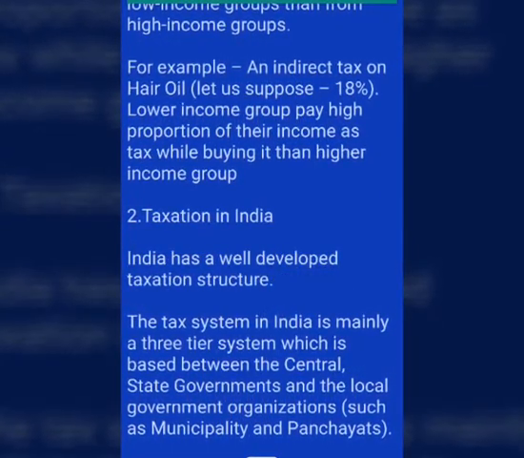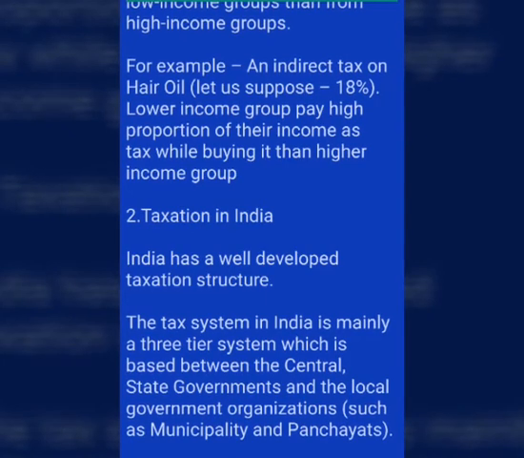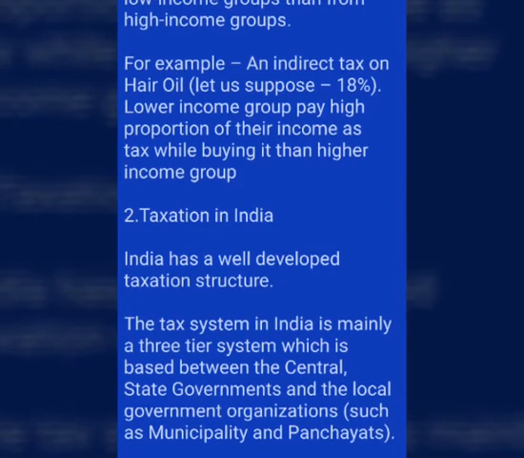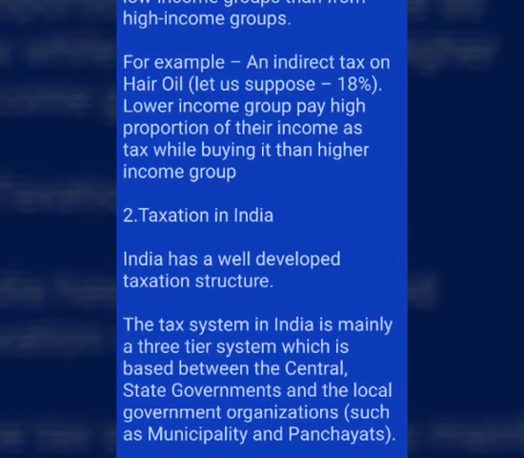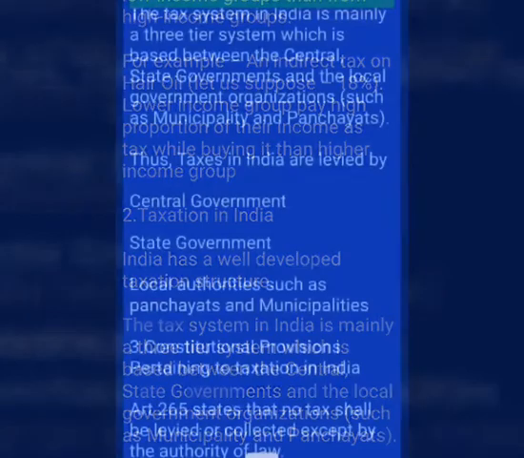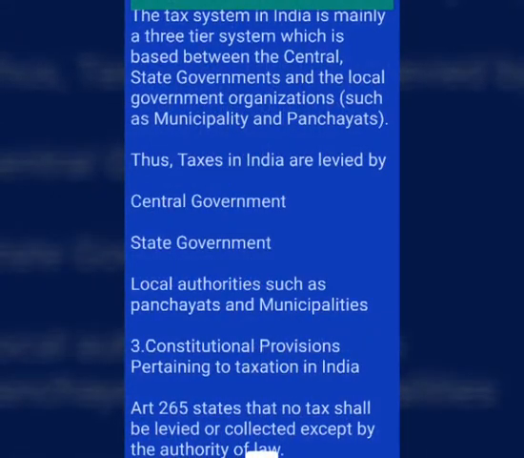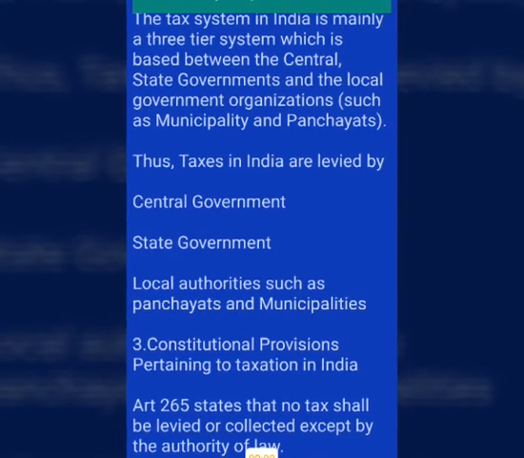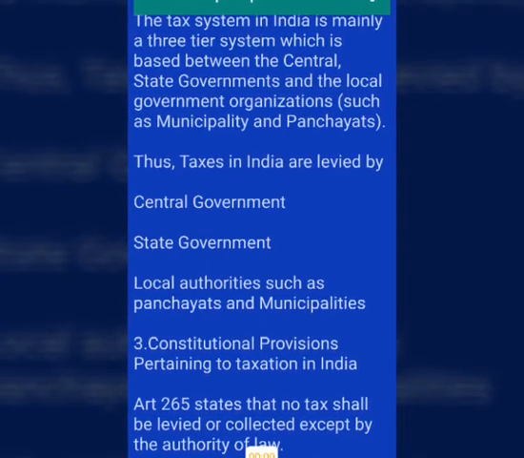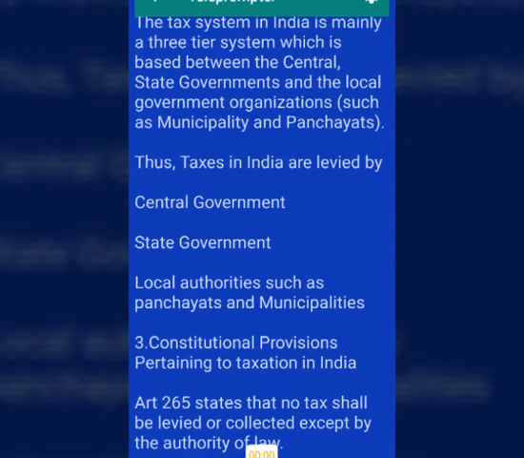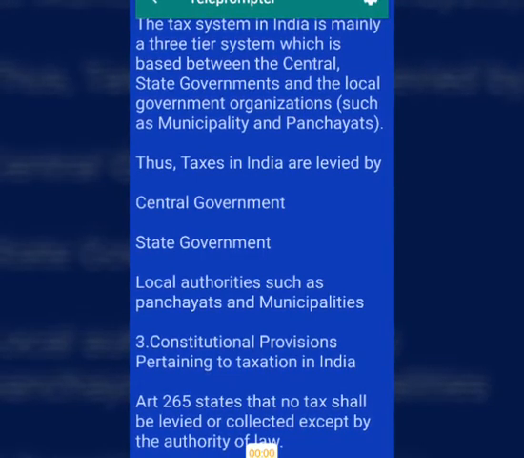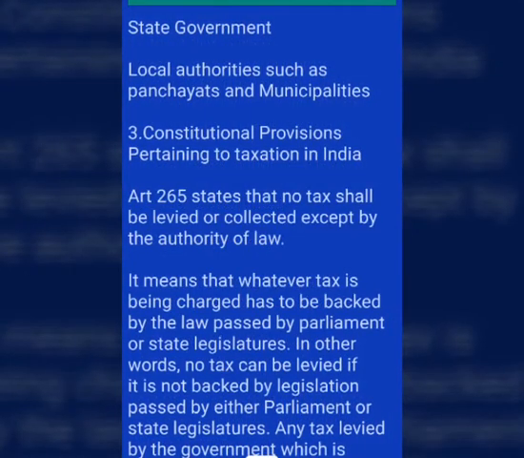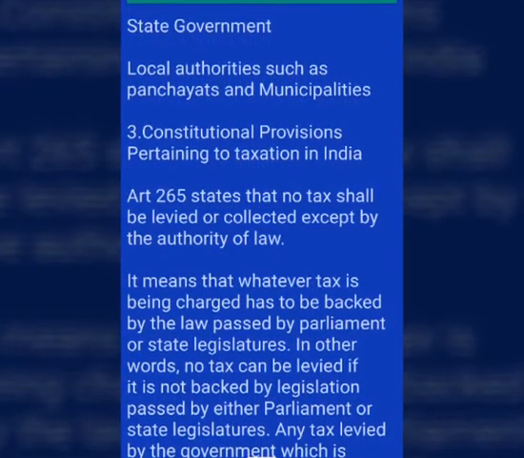3. Constitutional provisions pertaining to taxation in India. Article 265 states that no tax shall be levied or collected except by the authority of law. It means that whatever tax is being charged has to be backed by the law passed by Parliament or state legislatures. In other words, no tax can be levied if it is not backed by legislation passed by either Parliament or state legislatures. Any tax levied by the government which is not backed by law or is beyond the powers of the legislating authority may be struck down as unconstitutional.